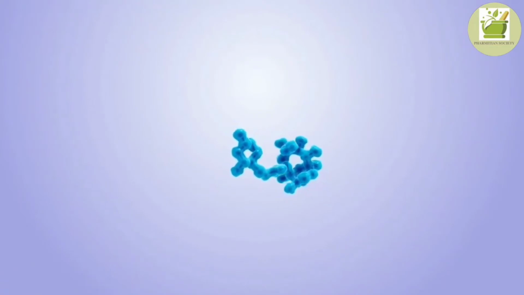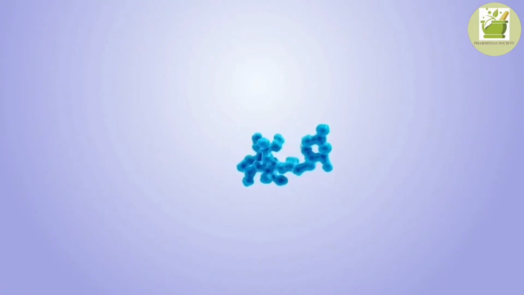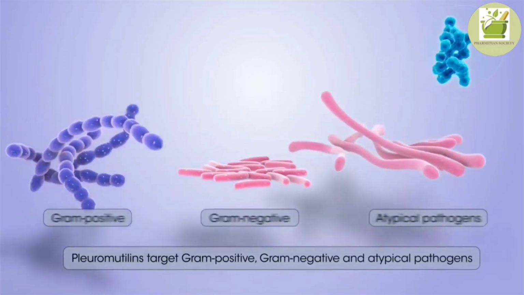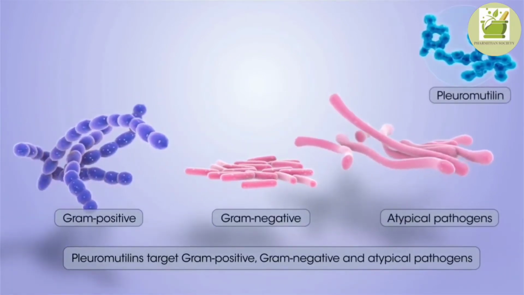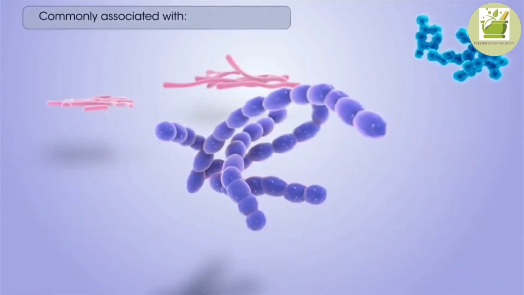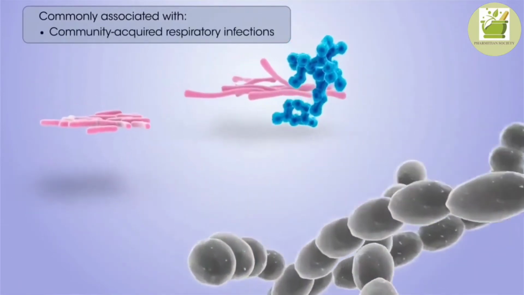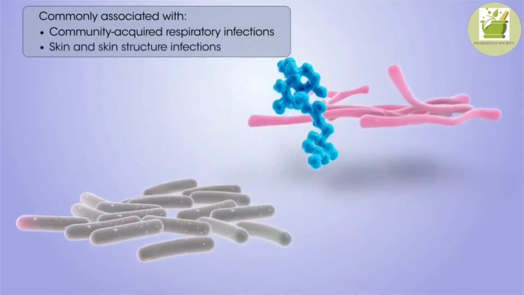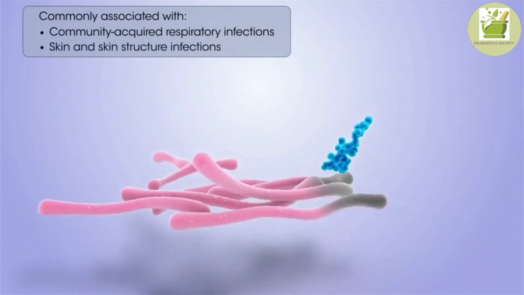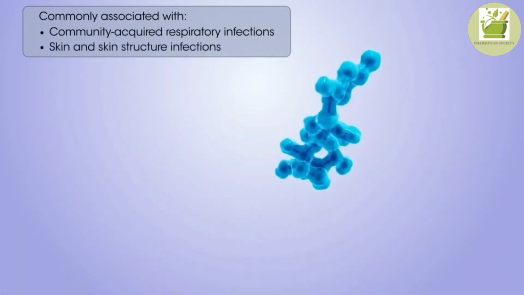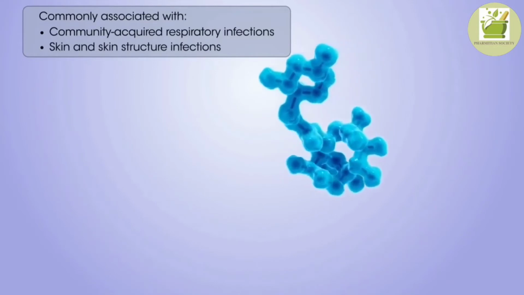The antibacterial spectrum of activity of the pleuromutilins is targeted to gram-positive, gram-negative, and atypical pathogens, commonly associated with community-acquired respiratory infections, including multi-drug-resistant strains, and skin structure infections caused by Streptococcus and Staphylococcus species, including MRSA.